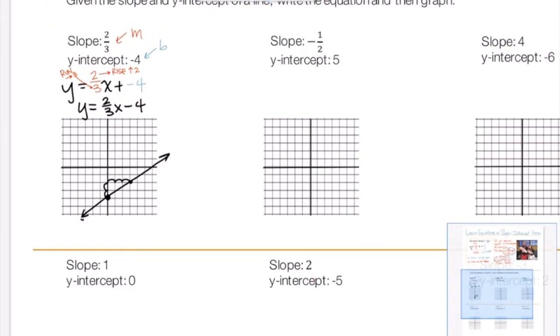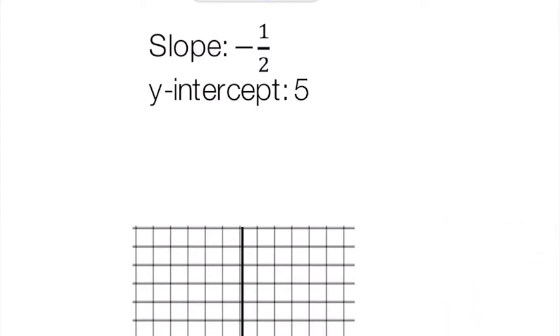All right, let's do this next one. Our slope is -1/2 and our y-intercept is 5. This is not a right or wrong thing, but I highly recommend that if you have a negative slope, to put the negative with the numerator, because what that means is you're going to go down 1, and then whenever you do your run, you'll always run right.